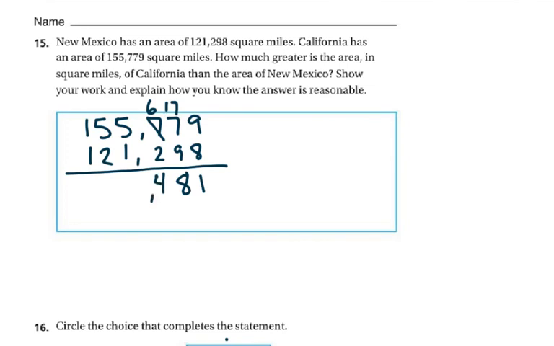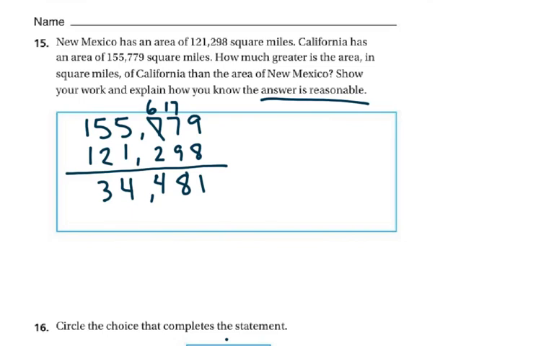I have 5 minus 1 in my thousands place, so that's going to be 4. 5 minus 2 in my 10,000s place, and that's going to be 3. And then in my 100,000s place, I have 1 minus 1, which is nothing. So my answer is going to be 34,481. And if I'm looking to see if my answer is reasonable, I could estimate.